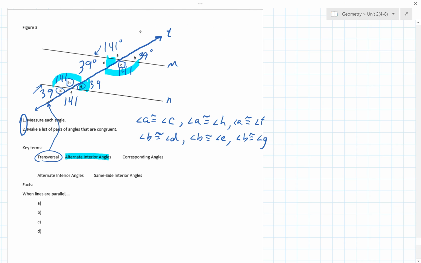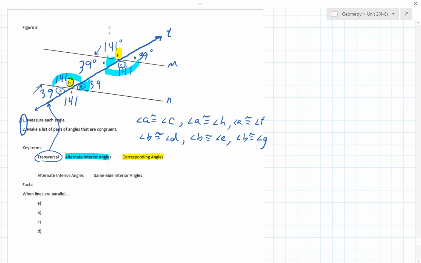Corresponding angles I'll do in yellow. So corresponding angles are angles that are in the same relative position. So for example, angle A is, out of the four angles that it's near, the top left angle. So now look at angles H, E, F, and G down at the bottom. Out of those four, which one is the top left? It's H. So A and H are corresponding angles.